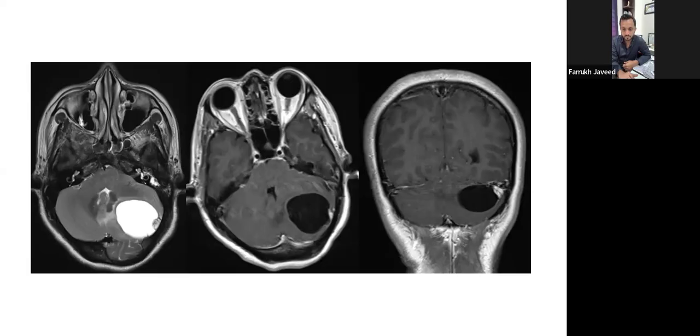But in pilocytic astrocytoma, generally you need to decompress. And if it is enhancing, then you aim to remove the wall as well as much as you can. Okay, so that is how it is.